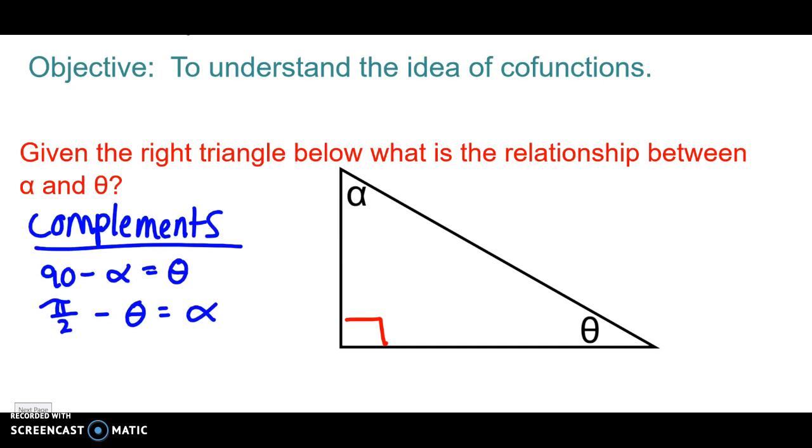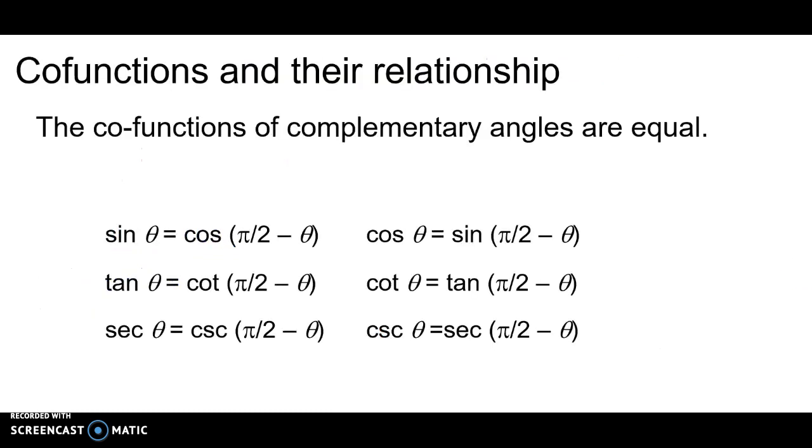So maybe you said something along these lines, that they're complements of each other. We know that these two added together would equal 90, or in radians, pi over 2. So 90 minus alpha is theta, or pi over 2 minus theta is alpha. Interchangeable, very good. Okay, so we have cofunctions and their relationships. Cofunctions of complementary angles are equal.